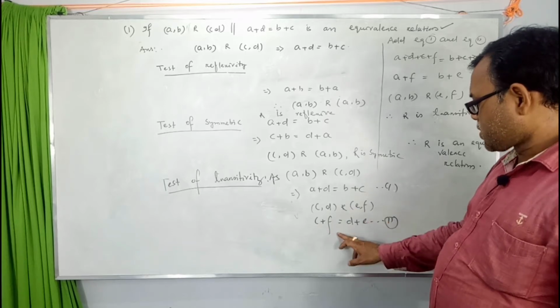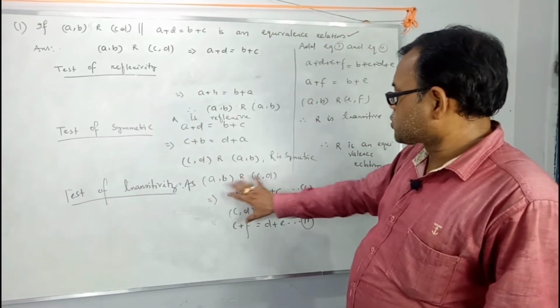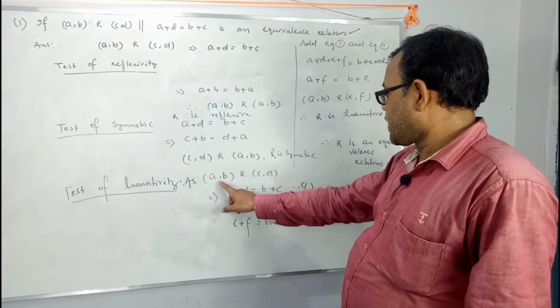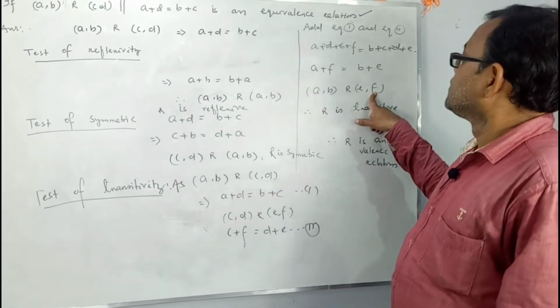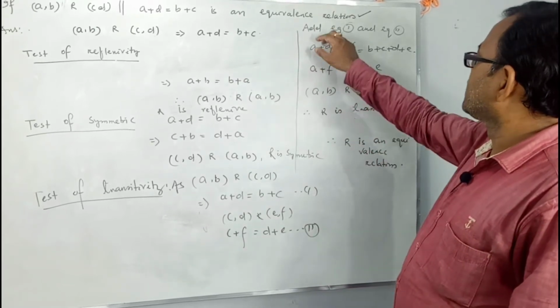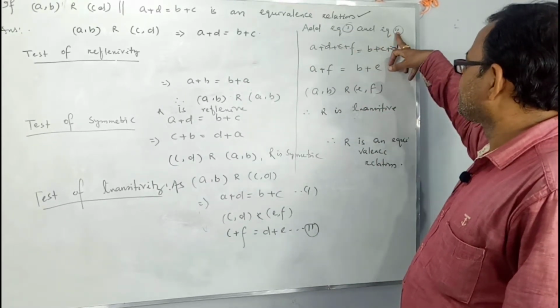Similarly, if we take (a,b) related to (c,d), then equation 1 arises like this. And (c,d) related to (e,f), then c plus f equals d plus e, equation 2. If these two hold good, then you have to prove that (a,b) and (e,f) must be in the same relation. So in order to prove this one, we can add equation 1 and equation 2.